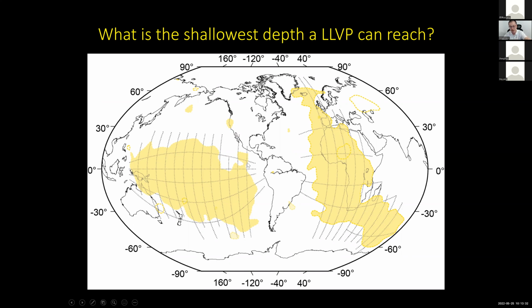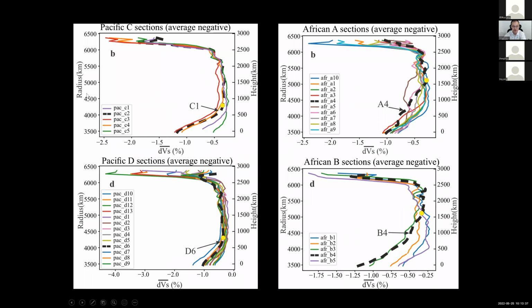These are all vertical cross sections, and we calculate the horizontal average velocity as a function of depth, okay? And there are 4 figures here. The 2 figures on the left show the results for the cross sections cutting through the Pacific LLVP, and the 2 figures on the right show the results of the cross sections that cut through the African LLVP.